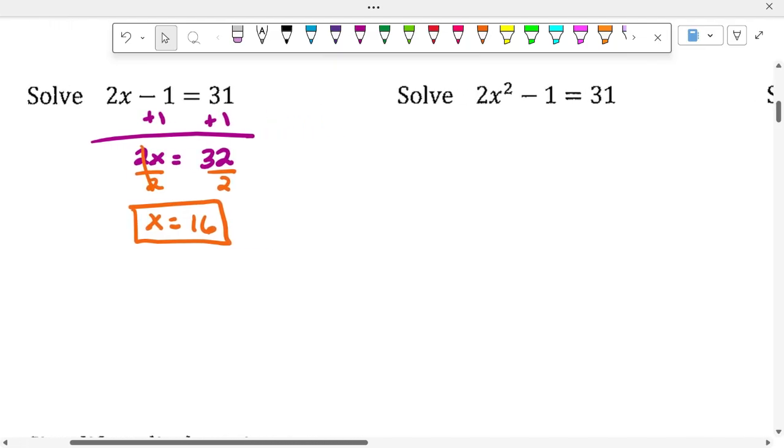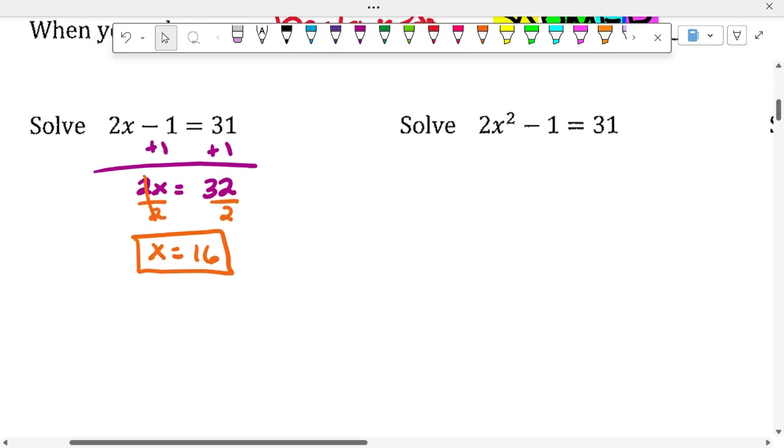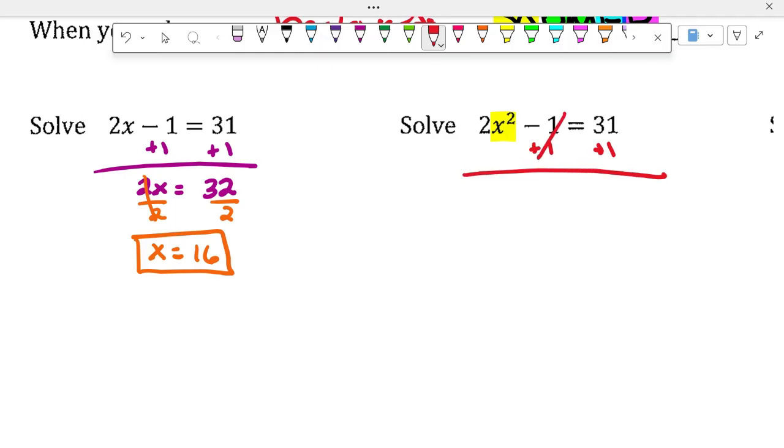Now, let's do that same process, but now we have an x squared. So remember, some of you may want to go ahead and take a square root, but why can we not do that? Where do exponents fall in SADMEP? Towards the end, right? So taking a square root should be one of the last things you do. So what will be my first step? If we follow SADMEP, we take care of the addition, subtraction, which is the -1. So how do I move it? +1. So I get 2x squared is equal to 32.